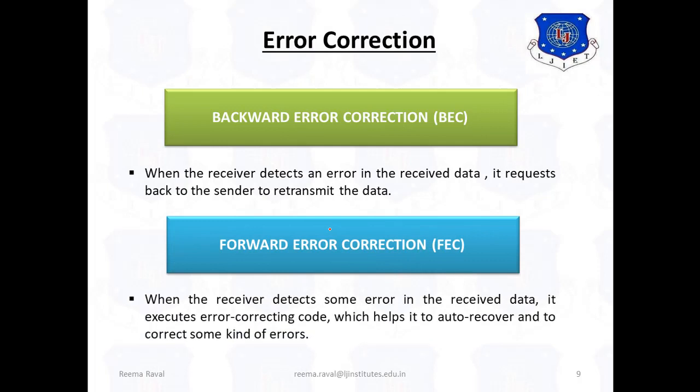Okay, now in backward error correction, that is in BEC, when the receiver detects an error in the received data, it requests back to the sender to retransmit the data. Okay, that is called backward error correction. And in forward error correction, when the receiver detects some error in the received data, it executes error correcting code which helps it to auto recover and to correct some kind of errors. Okay, so forward error correction is more beneficial to use.